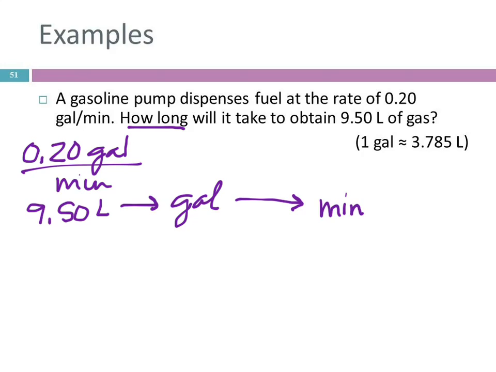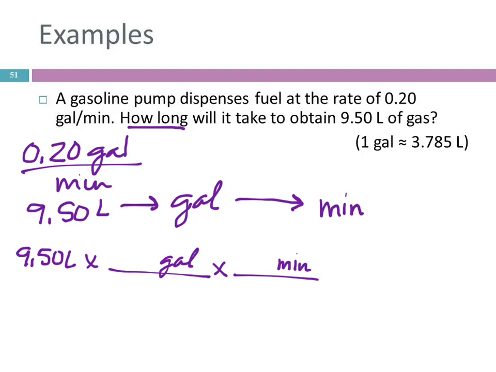Okay, so now we follow the pattern: 9.50 liters, 2 conversion factors, because there's 2 arrows. So liters to gallons to minutes. Then I take the unit from the previous term and I put it in the denominator because I want those to cancel out. And then I put gallons down here so that they cancel out. The units tell me what to do.